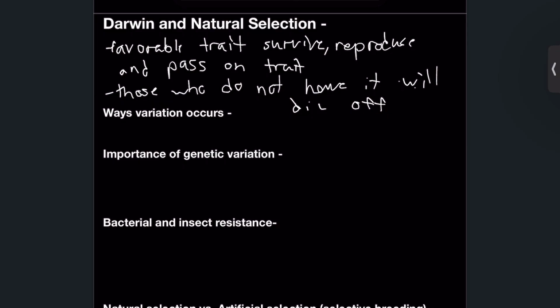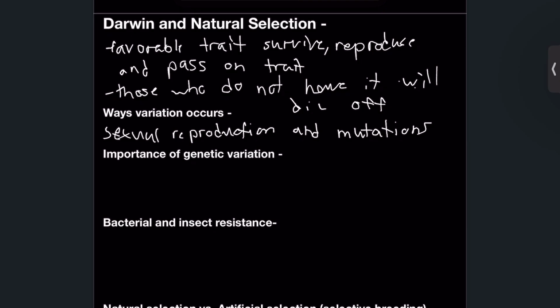So the two ways variation occurs, I just spoiled it because I said it above, are sexual reproduction and mutations. Mutations occur, as we looked at earlier in the genetics unit, randomly in the genetic sequence, and they can only be passed on if they occur in gametes, because that can then be passed on to the offspring. Sexual reproduction also causes variation because a unique set of chromosomes from each parent organism is put together to create a unique genome for the offspring.